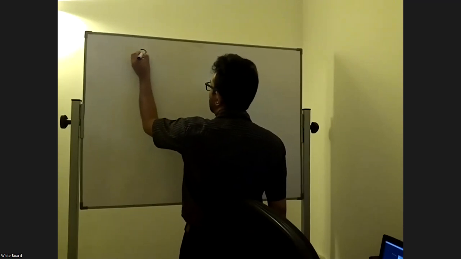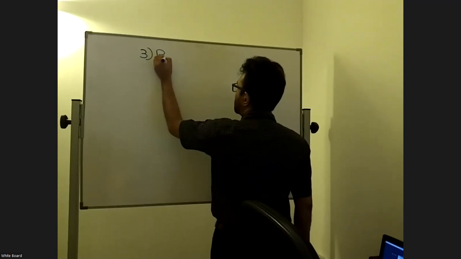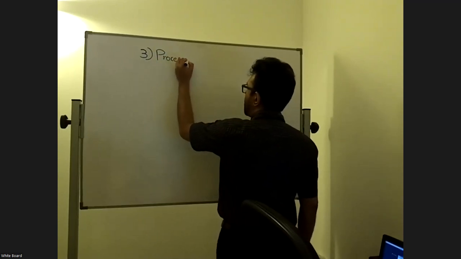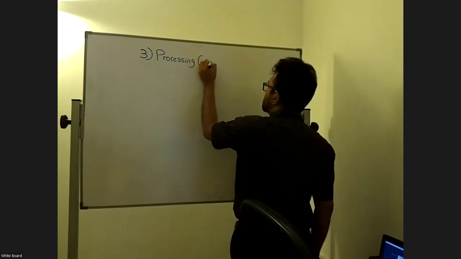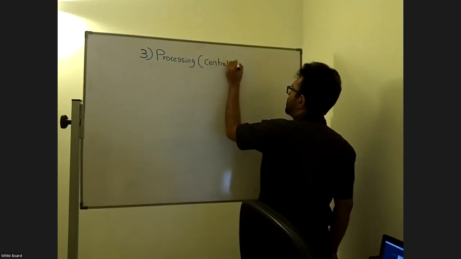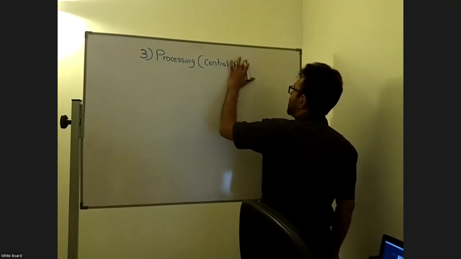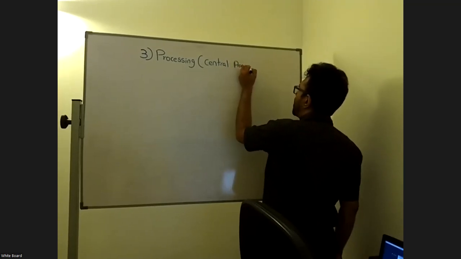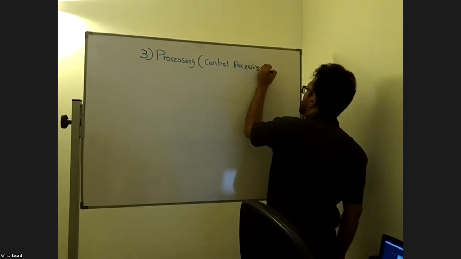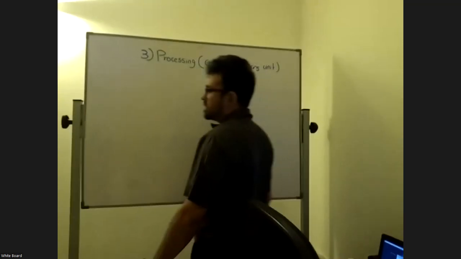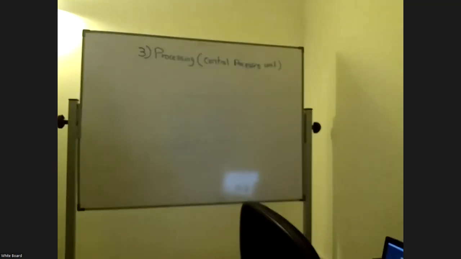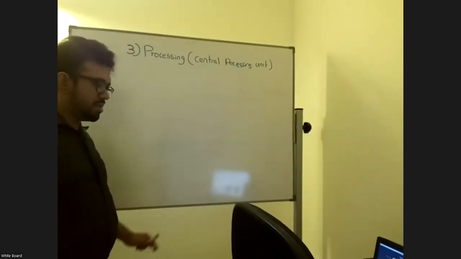Third category is actually processing, and within brackets put central processing unit. Processing is the third category.